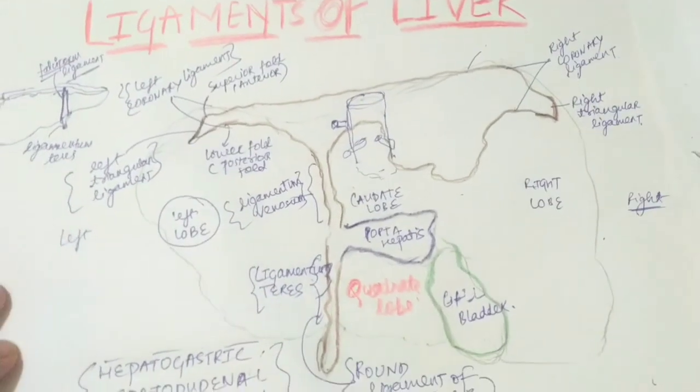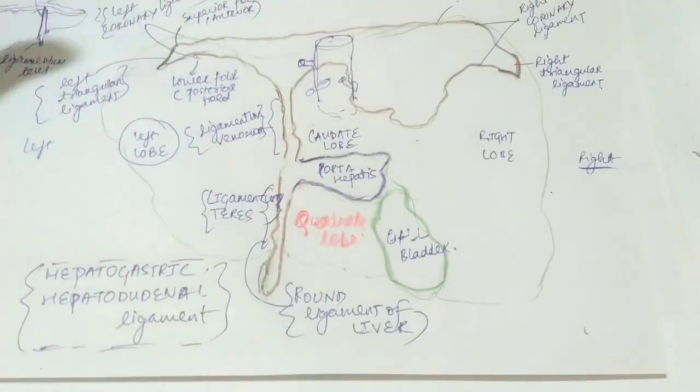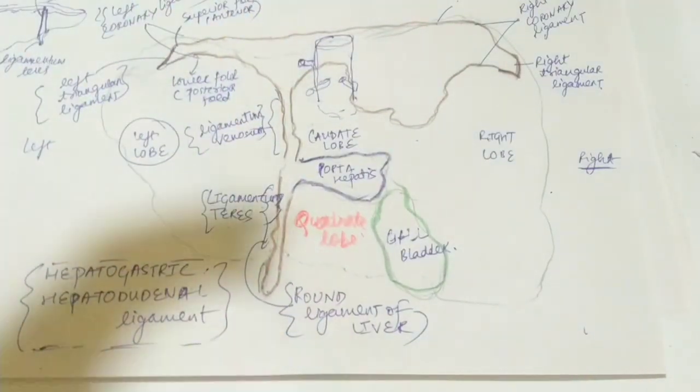Just go through the third part of the video, and I end with the section on the liver. This was the basic anatomy of the liver. We don't go into the details. Just remember the basic external surface structure of the liver, what the ligaments, what the lobes, and the topography are.